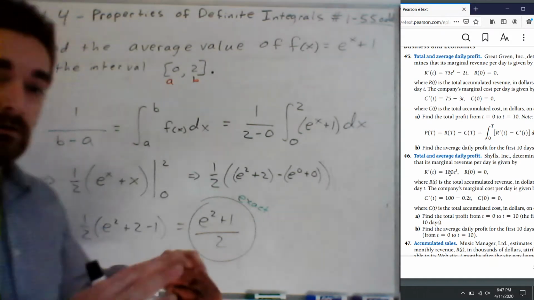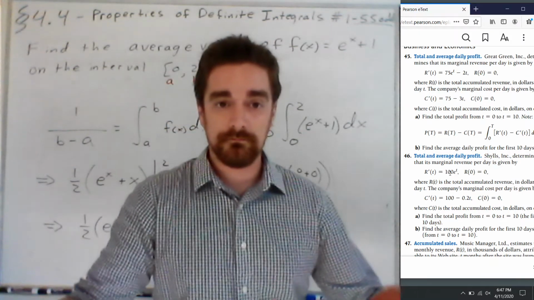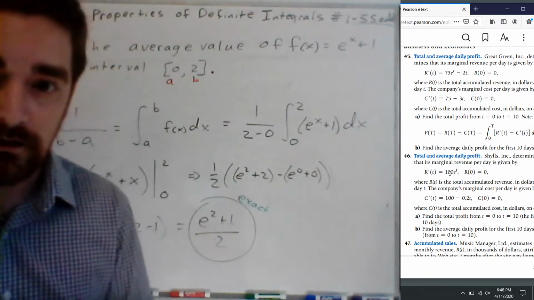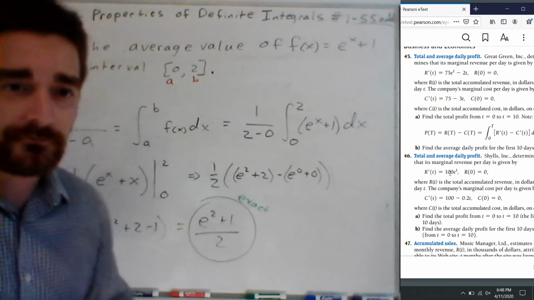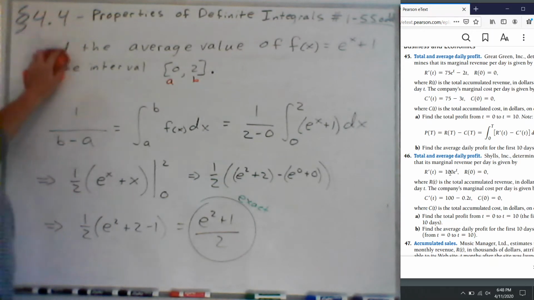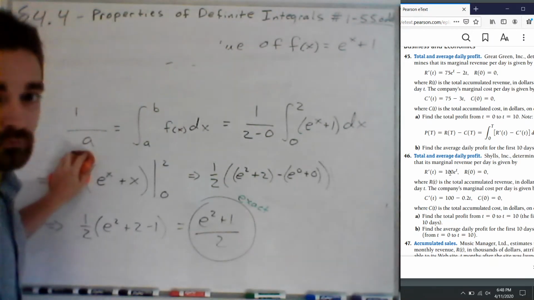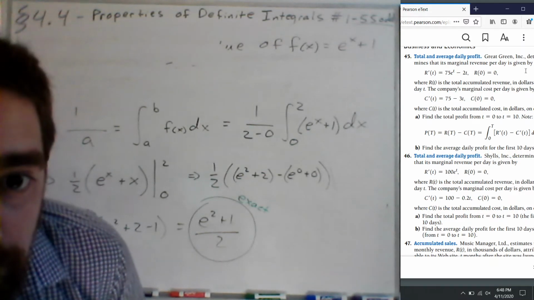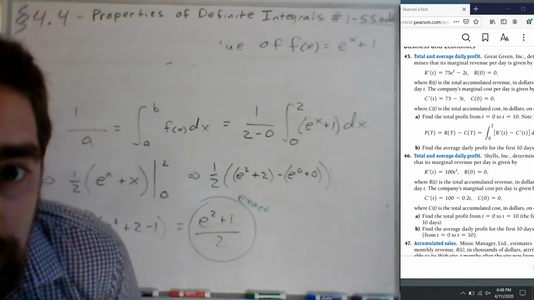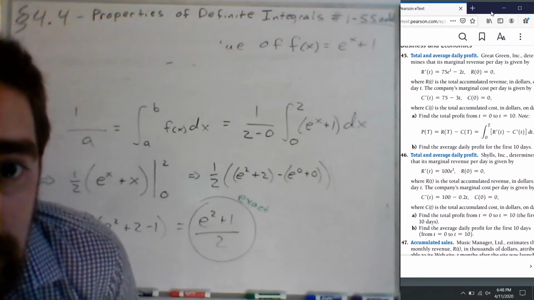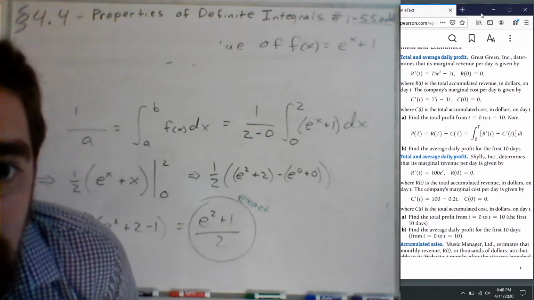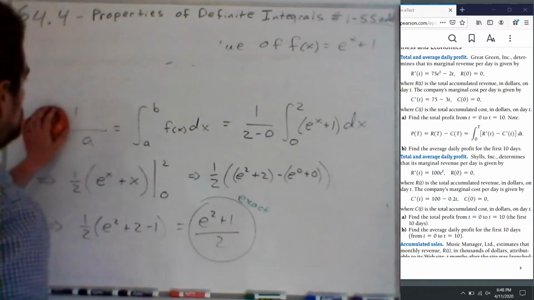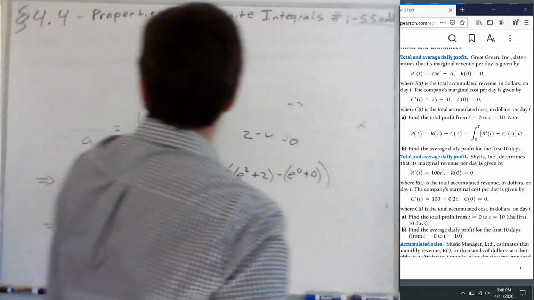And then last problem that we need, and it'll be the one on the screen, I'm looking at number 45. Number 45 talks about total and average daily profit. Let me see if I can slide that over for you. There we go. That way we can see it all. It's kind of cutting off the end of those sentences.